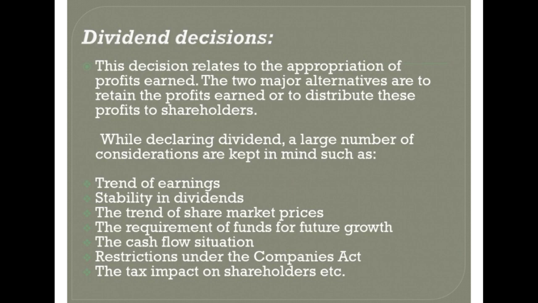So these three types of decisions we studied. Under these decisions we decide our dividend policies. Under these decisions we decide from where to procure funds, how to manage working capital. So these three decisions are the main core of the finance function. So the two major alternatives that a firm has are either to retain profit or distribute the profit to the shareholders.